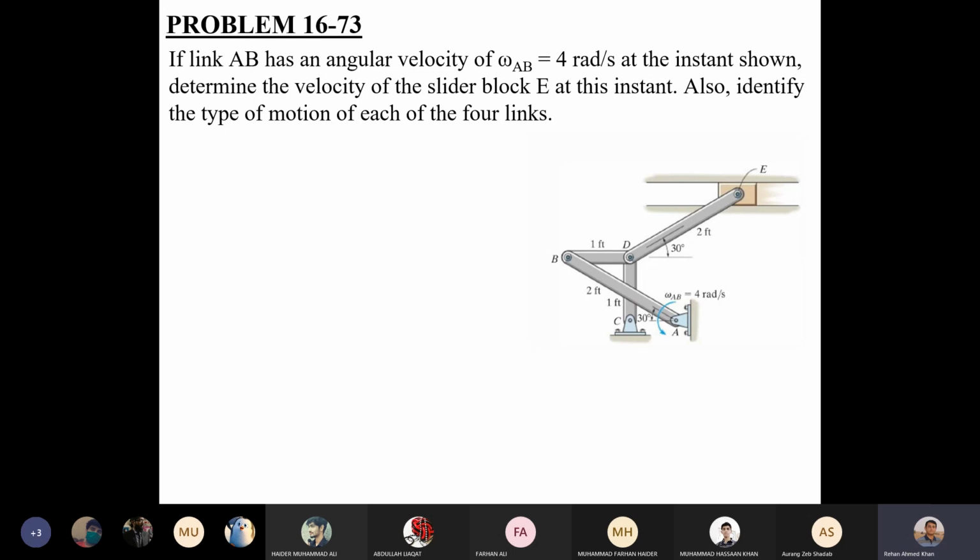Today we are going to solve a few exercise problems, and then we will move directly on to the relative acceleration analysis of a rigid body undergoing general plane motion. The instantaneous center method would probably be covered next week if the time permits.